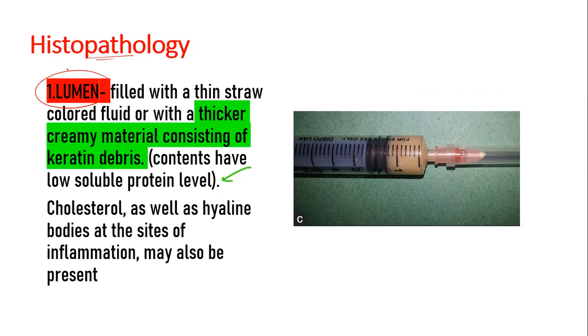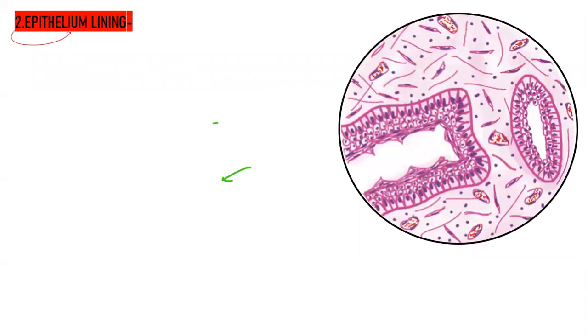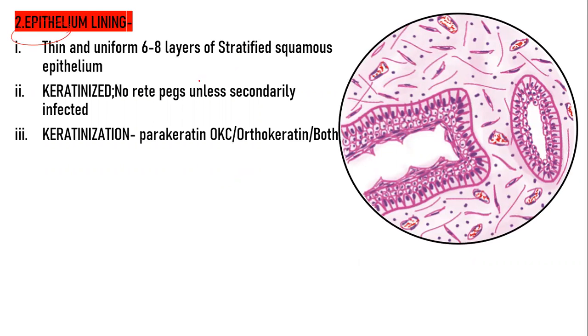Okay, so we have studied that the aspiration will yield a thick creamy material consisting of keratin with low soluble protein. The next thing, the diagnostic thing, is the lining epithelium. So here what I notice is a thin but uniform lining. Okay, so the lining is thin. It is only 6 to 8 layers, but it is uniform. It is constant throughout. 6 to 8 layers here and 6 to 8 layers here. And the lining is made up of stratified squamous epithelium, right? Now, the important part here is that this stratified squamous epithelium lining is keratinized, right?